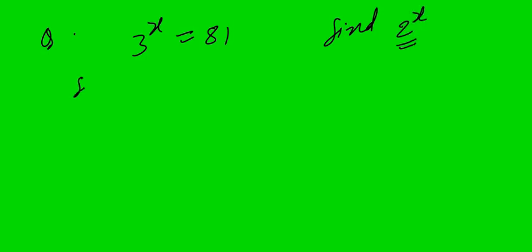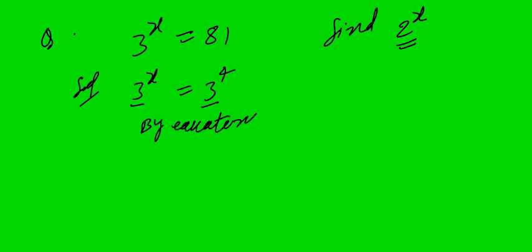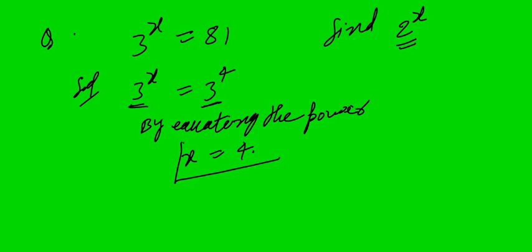So first of all, what we will do in the solution? We can write 3 to the power x, but in place of 81, we can write 3 to the power 4, because 3 3s are 9, 9 3s are 27, 27 3s are 81. Now see, bases are equal, so by equating the power, I think you all know, if bases are same, then powers are also equal. So x is equal to 4. Here we will get x is equal to 4.